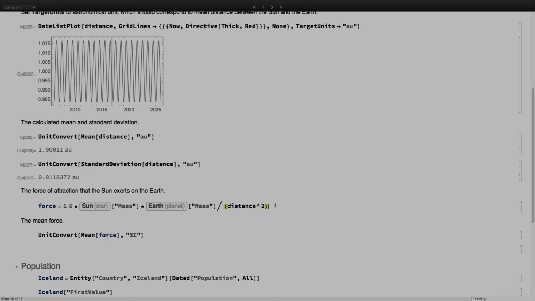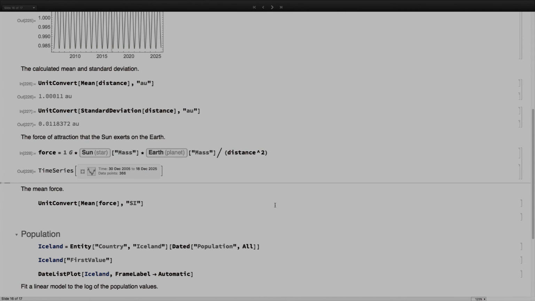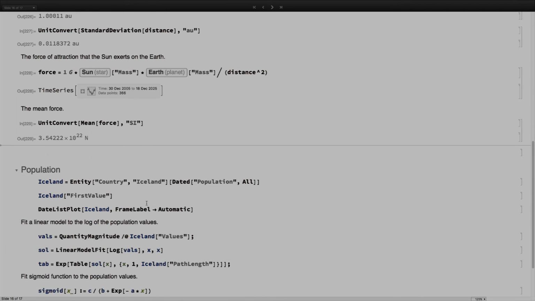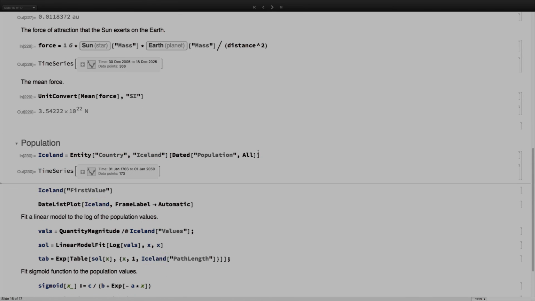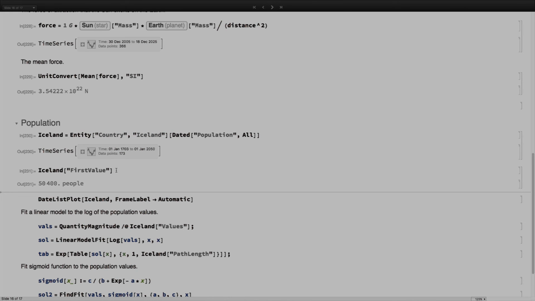This is another example of the direct arithmetic for the time series. Find the force of attraction that the sun exerts on the Earth. It returns again a time series because the distance was a time series. And then we can convert the mean of this force into newtons. And one more thing here is that when we have, for example, the population of a country, and we have dated population, it's going to give us a time series. We can extract the first value, for example.